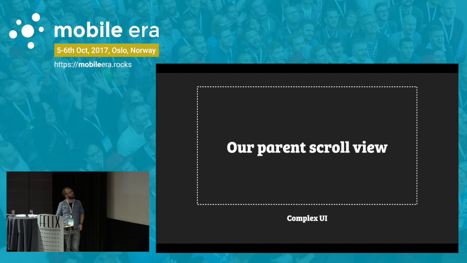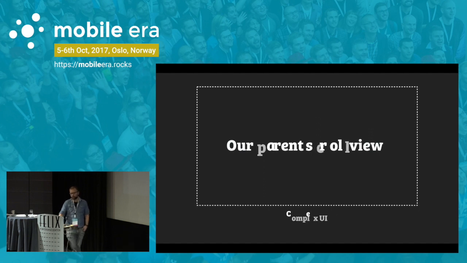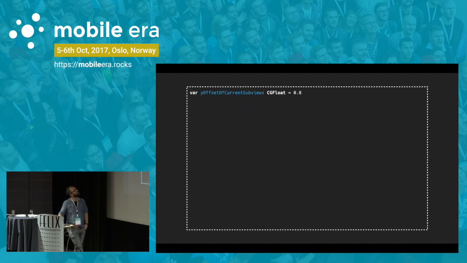So we created a parent scroll view. So I'm just going to quickly go through the code and show you what it's actually doing. And then I'm going to tackle some controversy because I saw a tweet late last night about similar things. So we start off by having the y offset of the current subview being 0 because we want the first component to start at the very top.